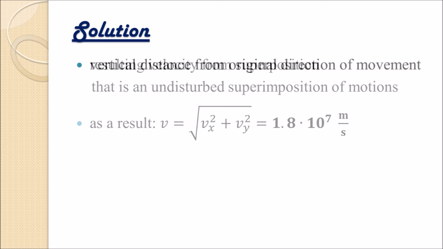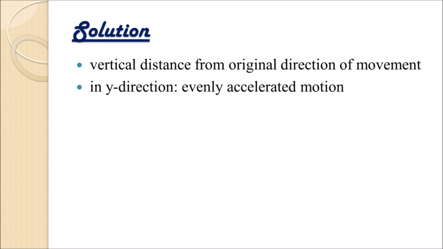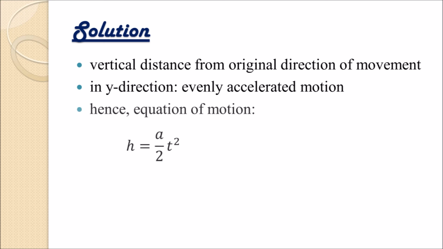Are we done? No. There was another thing that we wanted to know. We wanted to know in addition how large is the vertical distance in the end from the original direction of the movement. But this is not too complicated now, since we basically have everything we need. We know that this is a problem in vertical direction, in y direction. And in this direction, we have an evenly accelerated motion. So we can write down the equation of motion that relates the distance traveled to the time.